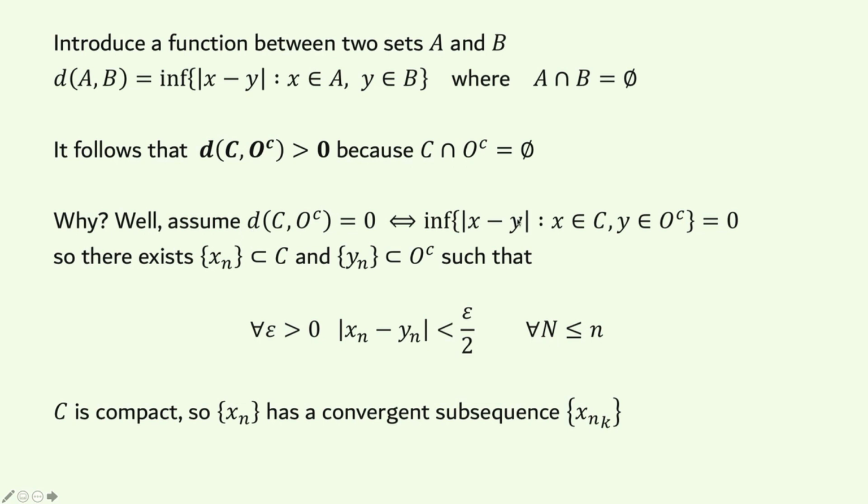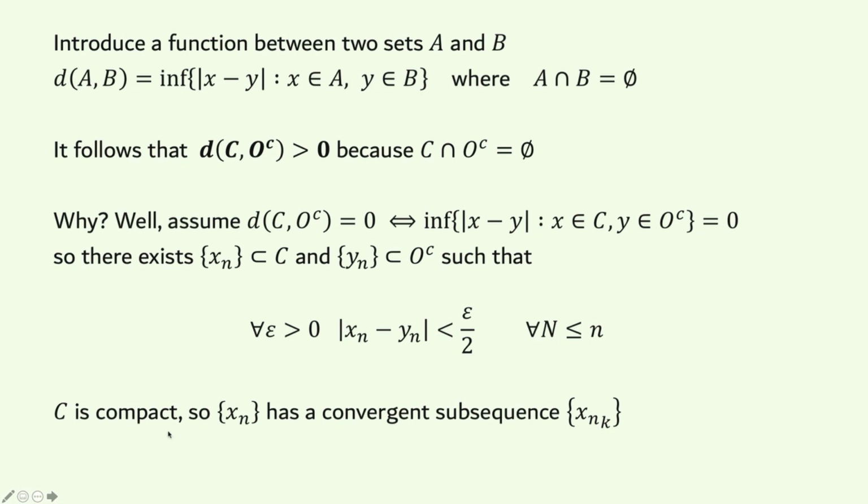Well, now we're going to use the definition of the infimum, but I'll use it with sequences. So I'm going to choose a sequence in C and another sequence in O complement such that for any epsilon greater than 0, we can make the difference between the two sequences arbitrarily small. That is literally the definition of an infimum, but I'm using sequences right now.